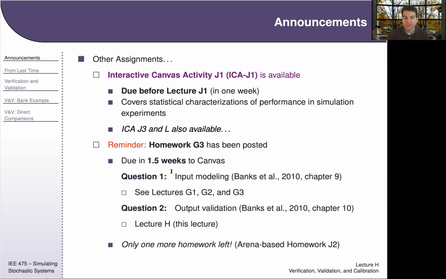It's got 2 questions, just like the previous homeworks. The first one is on input modeling, so you'll be doing a chi-square test on data that are ostensibly Poisson. And then the second one is on output validation.